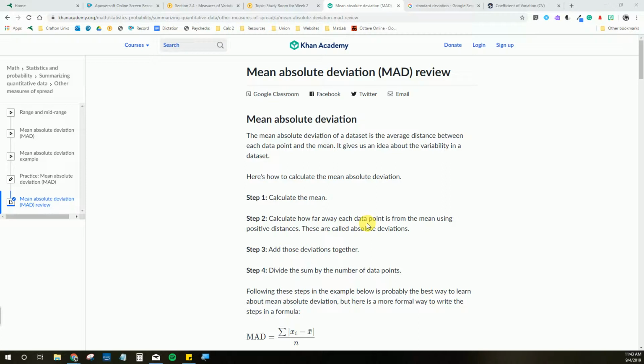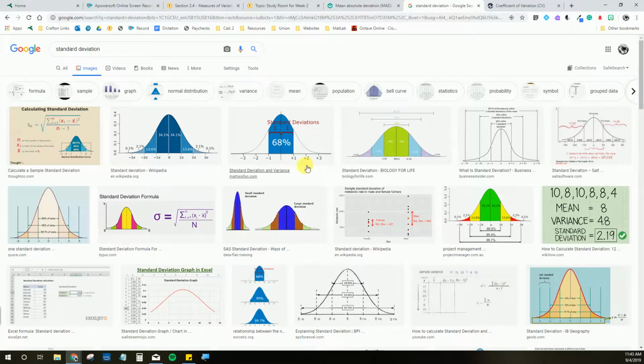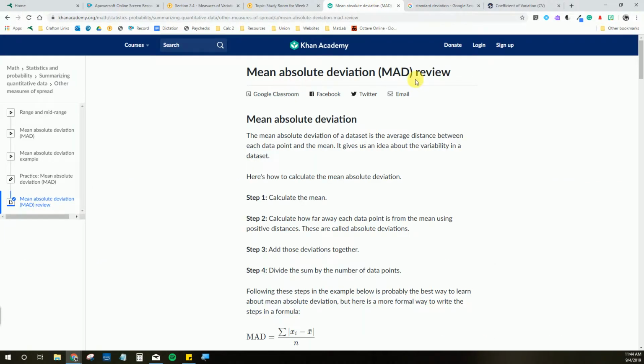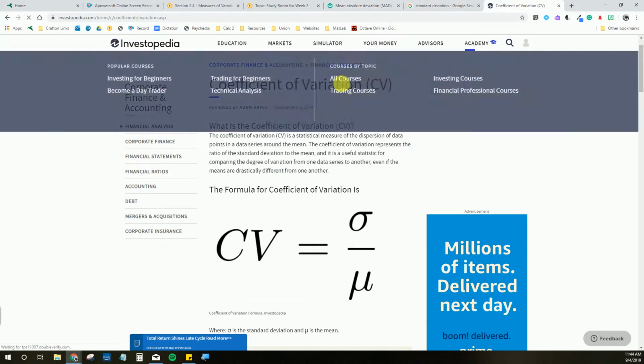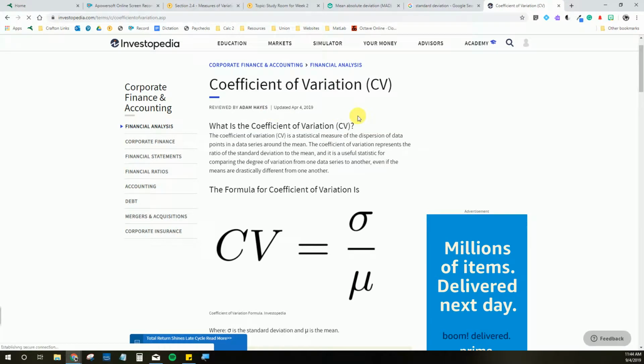In this video I want to talk about the regular standard deviation, the mean absolute deviation, and the coefficient of variation. I've just Googled all these terms and I'm grabbing whatever comes up.